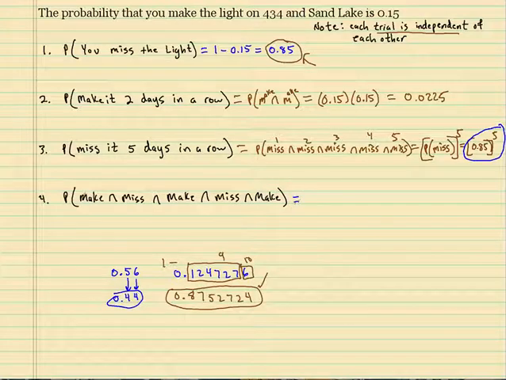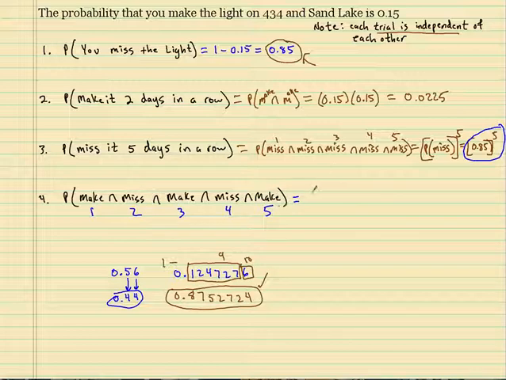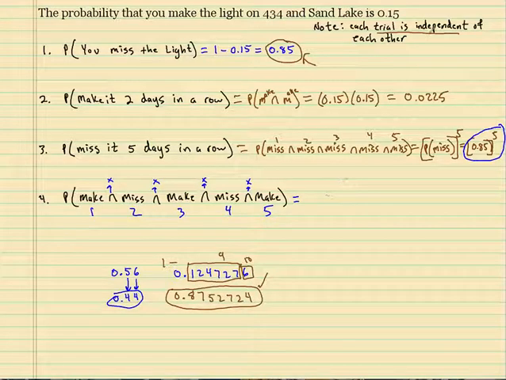Okay. What's the probability you make and miss and make and miss and make and make? Okay, so you make the first day, miss the second day, make the third day, miss the fourth day, and make the last day. So these are all independent, so you're allowed to multiply. Remember, the ands mean multiply. Okay, it's just going to be which formula you use. When they're not independent, we have a different formula.